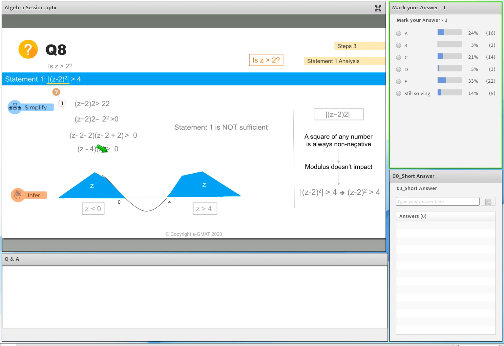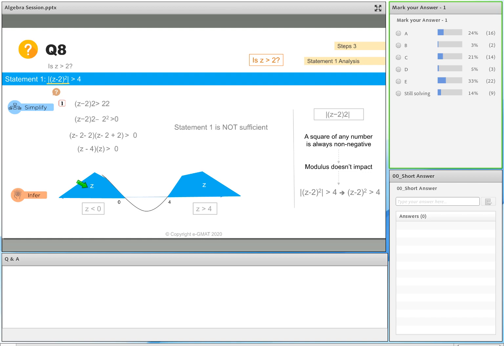Ultimately you want it to be positive, so where is it above the number line? Here, where z is less than 0, and then finally once more here on the right side where z is greater than 4. So overall, this gives us two different intervals, less than 0 and greater than 4. My question was, is it greater than 2? If you're here, then yes, but if you're here, then no. So statement 1 is insufficient.